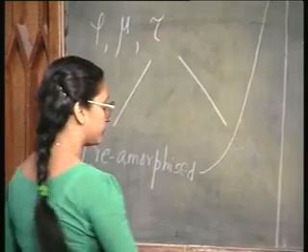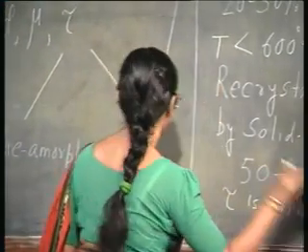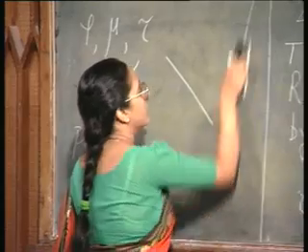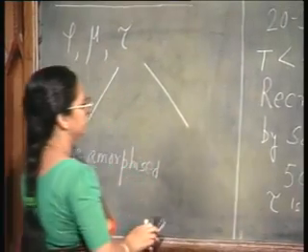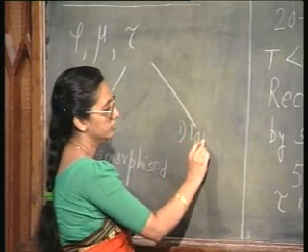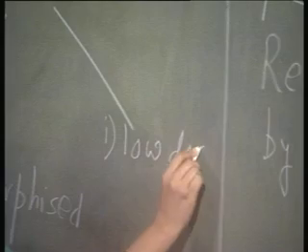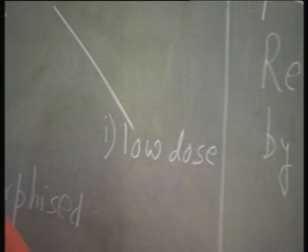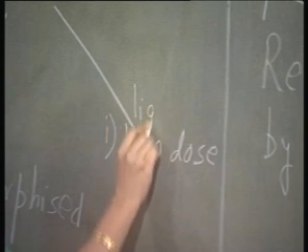So, if I now look at this other branch, low dose light ion.